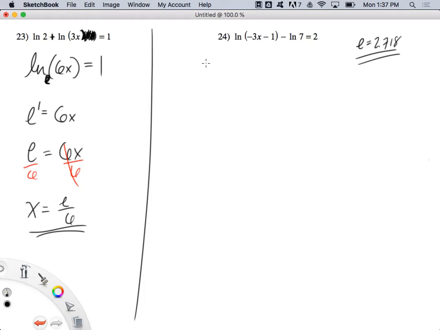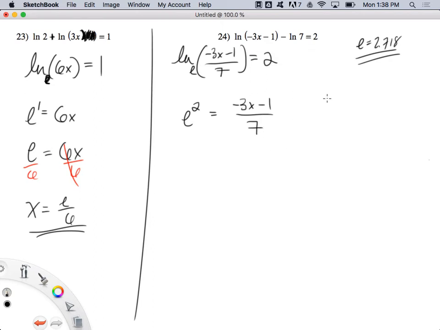All right, number 24. Now what do we do when we're subtracting logarithms? Divide them. It becomes ln of negative 3x minus 1 over 7 equals 2. This isn't the easiest one to follow, so make sure you're paying attention. The base of ln is what? E. So this becomes e to the second power equals negative 3x minus 1 over 7.